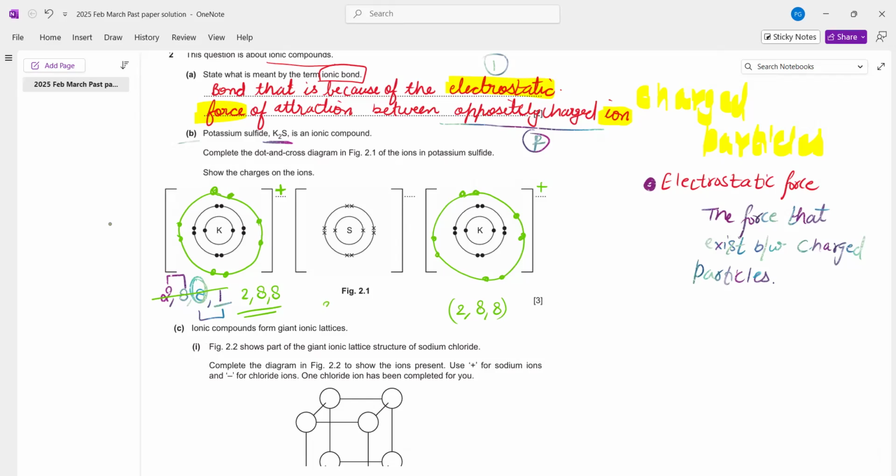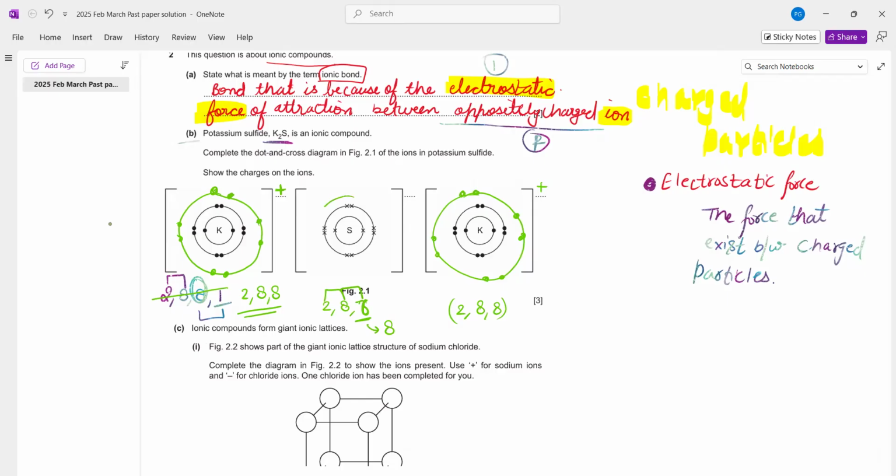Let's talk about sulfur. So sulfur's configuration is 2, 8, 6, right? 2, 8, 6. So it has 6 valence electrons, and so it needs 2 more electrons to be stable. If it wants this to become 8, it needs 2 more electrons. So what's going to happen is this should have 3 shells and the third shell should have 2 more electrons.